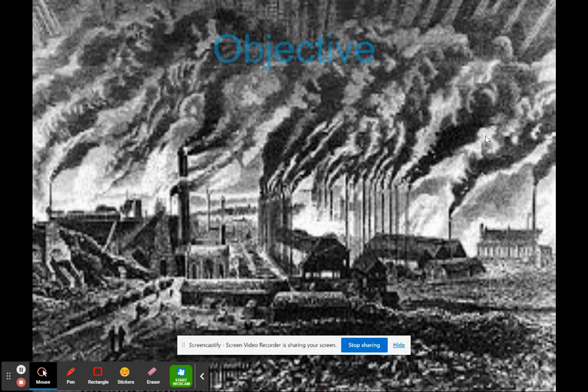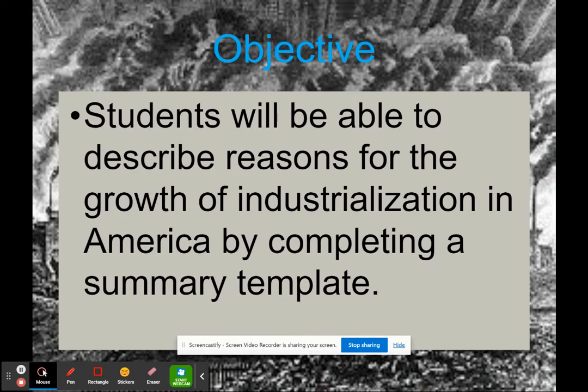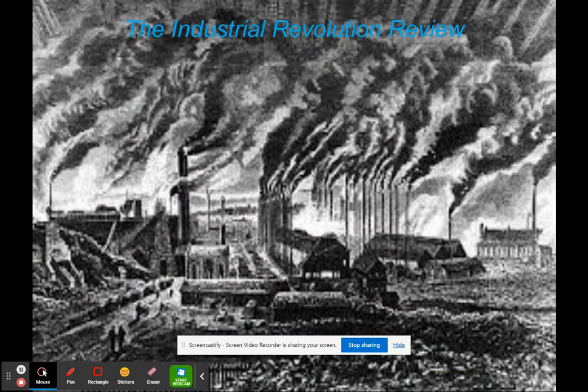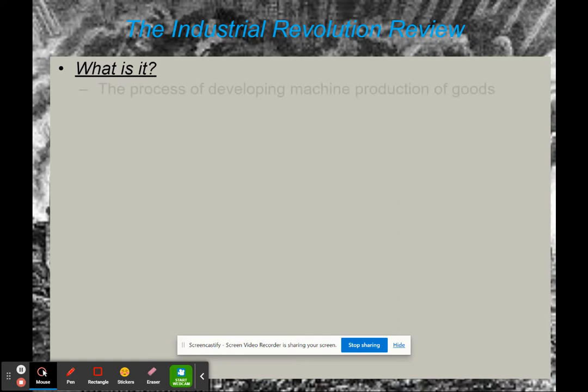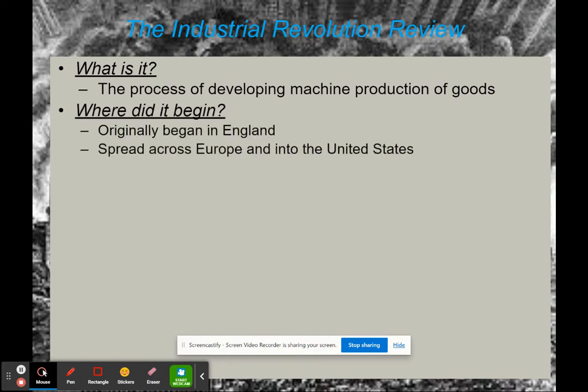So, first things first, our objective for today is that you will be able to describe reasons for the growth of industrialization in America by completing the summary template. So, just a quick review from what you read. We know that the Industrial Revolution is the process of developing machine production of goods. We know that it began in England and then it spread across Europe and into the United States.